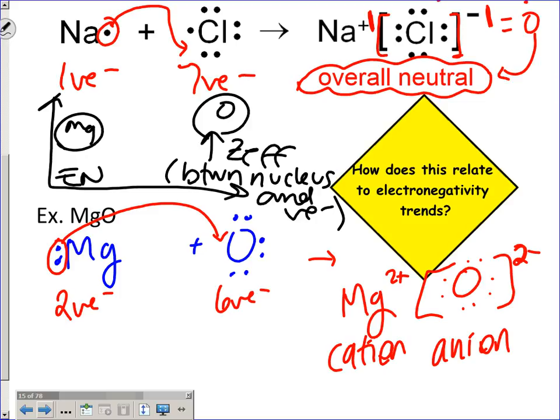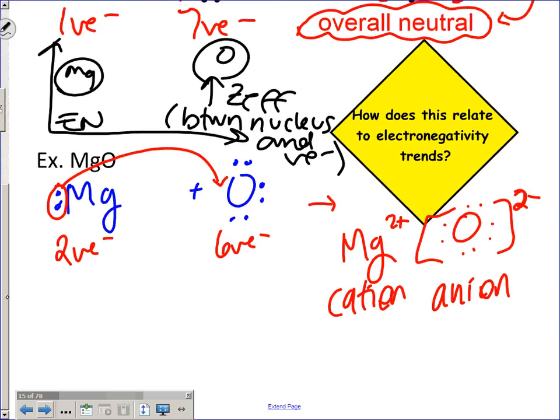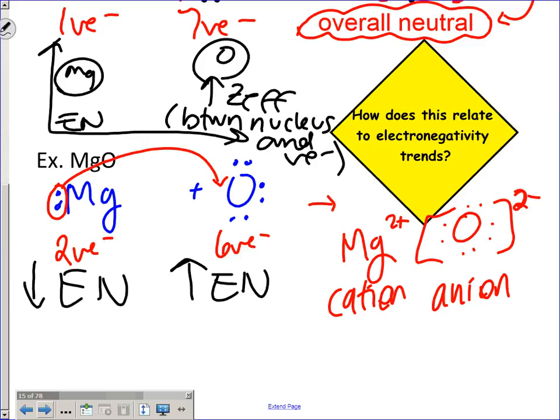Yeah, go for it, Siri. Since it attracts electrons better, it has higher Zeff, then it means it can easily take the electrons from magnesium. Right, so this one has a higher electronegativity value, this one has a lower electronegativity value. So the one with the higher electronegativity value wins the electrons and they 100% transfer over. This one could care less about the electrons.